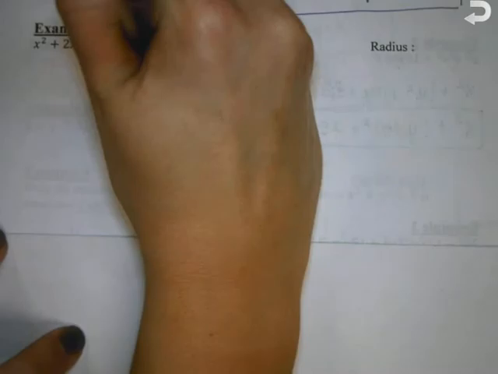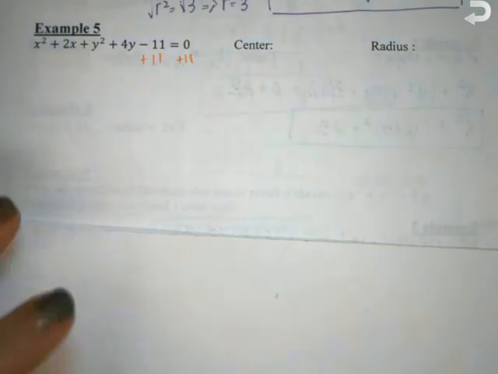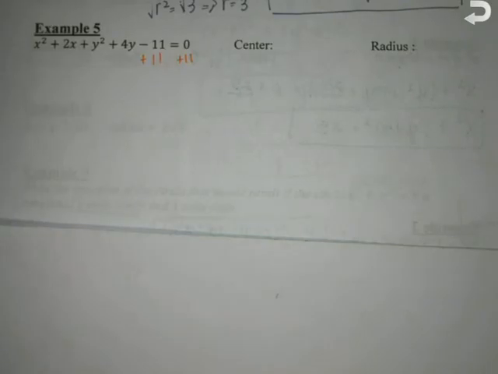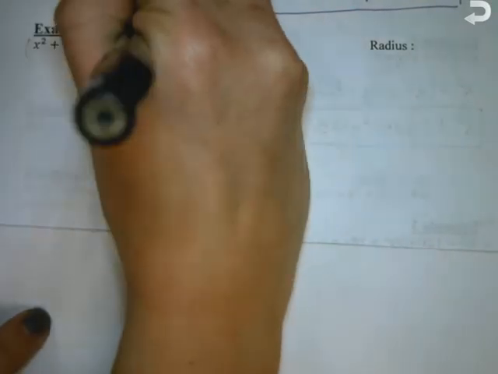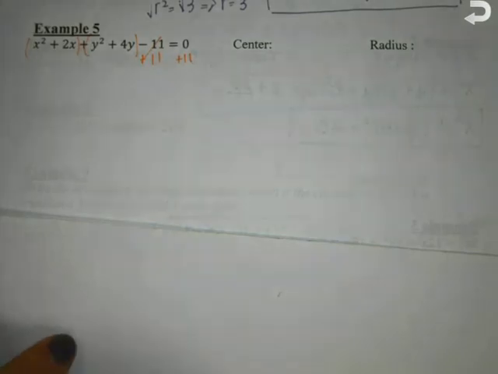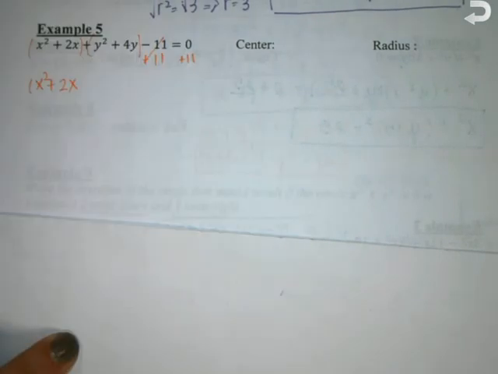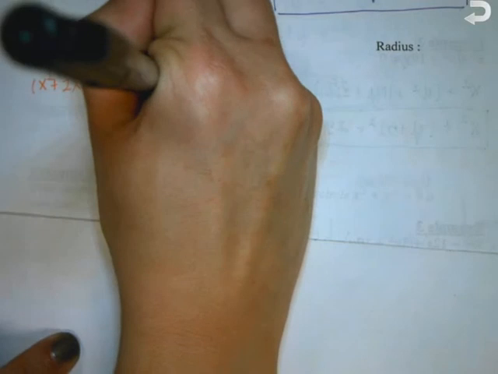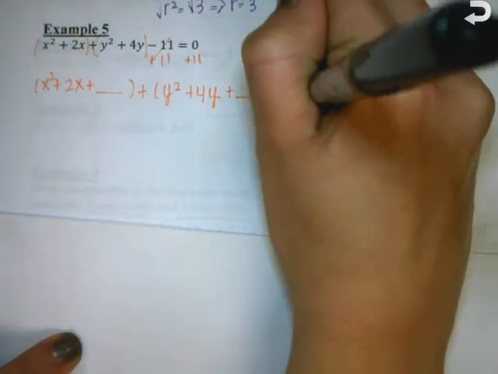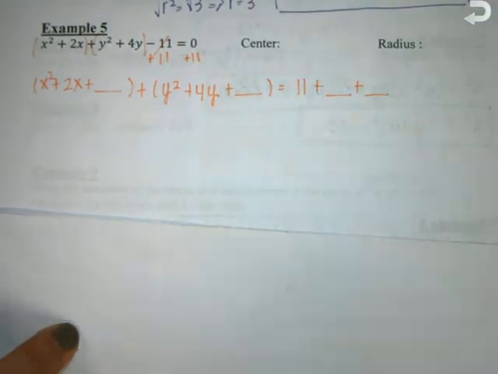And how do we want to group these? The x's and y's. So is everybody okay with me doing that in one step? Yes. Okay, so this becomes x squared plus 2x plus blank, plus y squared plus 4y plus blank, equals 11 plus blank plus blank. Yes? Okay, do I have to factor anything out of these ones? No. So what goes in the blanks here? 1 and 4. 1, 1, 4, 4.